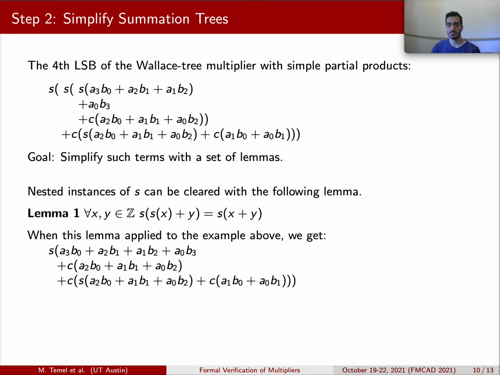First, let's assume that we have a multiplier with simple partial products. After rewriting the adder modules with their specification from step 1, we may get this term at the top for a multiplier output bit. Our goal is to simplify this term and convert it into our final form.